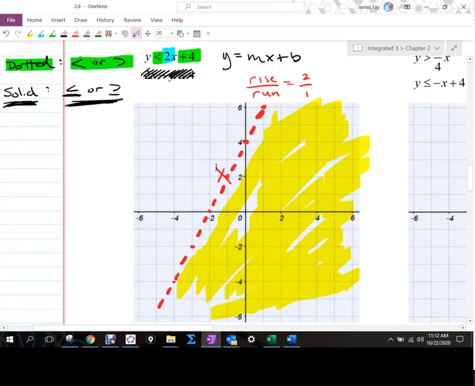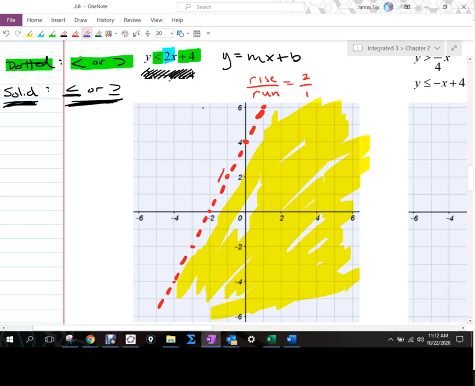Another way, so those techniques, guys, they don't always work, and I'll explain what I mean by that in a little bit with an example. The safest way to decide where to shade is to choose a point and plug it into your inequality, okay? Now, if I'm going to substitute, what is a really nice number to substitute into anything?